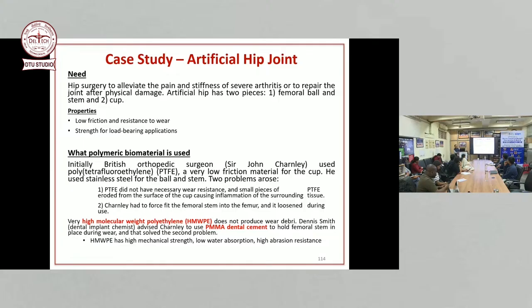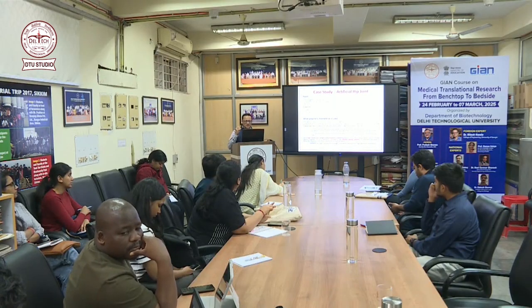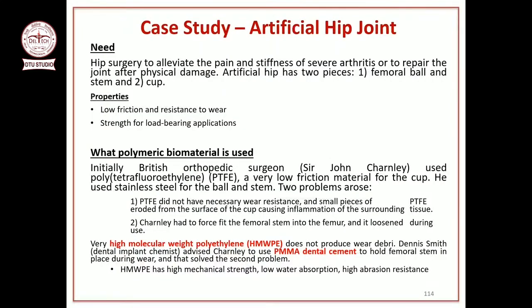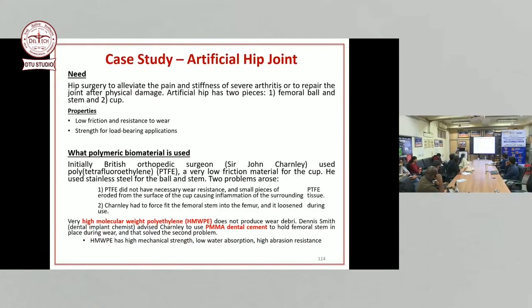Now, this is an interesting thing, the polymeric biomaterial. British orthopedic surgeon Sir John Charnley used PTFE, a very low friction material, for the cup. He used stainless steel for the ball and stem. Okay, but 2 problems happened. One, PTFE did not have necessary wear resistance, so it got worn out fast, and small pieces of PTFE eroded from the surface of the cup, causing inflammation in the surrounding tissue.